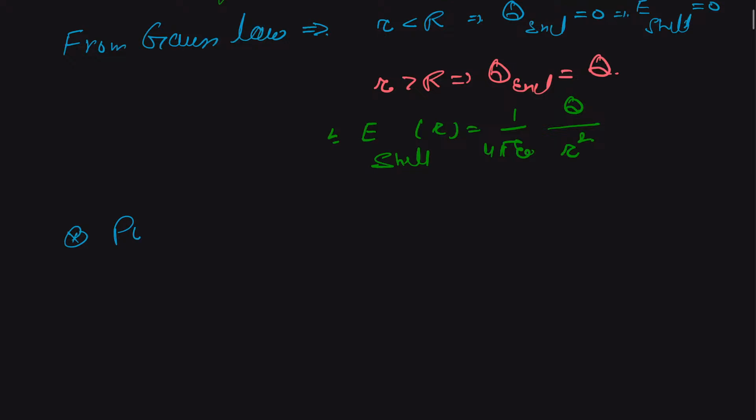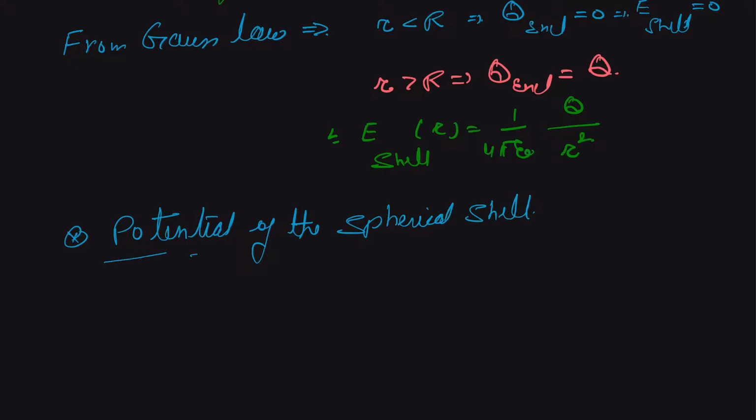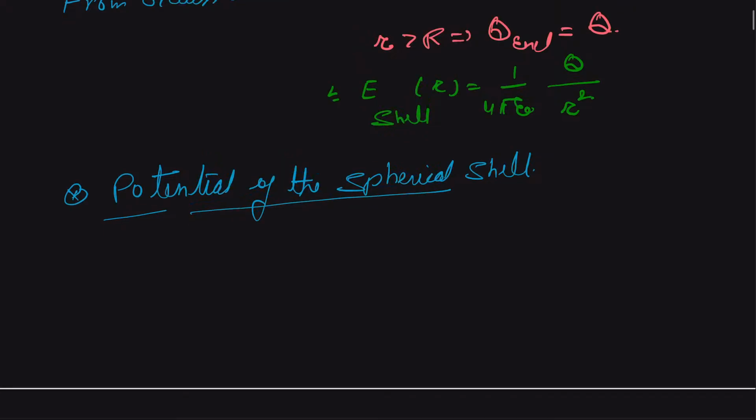So you can say the potential of the spherical shell, and we know that the potential inside the shell is constant and is equal to our surface value.